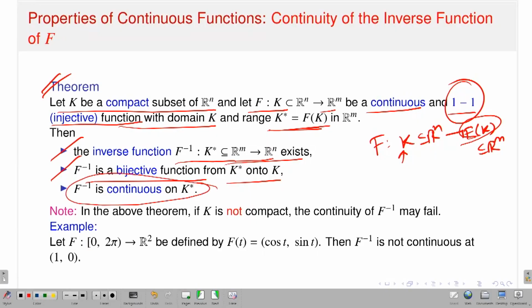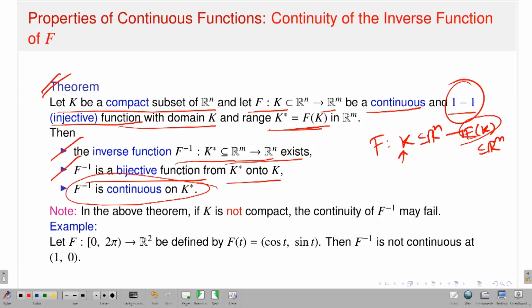That is very important. So if I have a compact set K in Rn, and a function F defined on that compact set which is continuous as well as 1-1, then the inverse function from the range F of K, that is K star, to K exists, it is bijective, and the inverse function is also a continuous function. So that is the point.